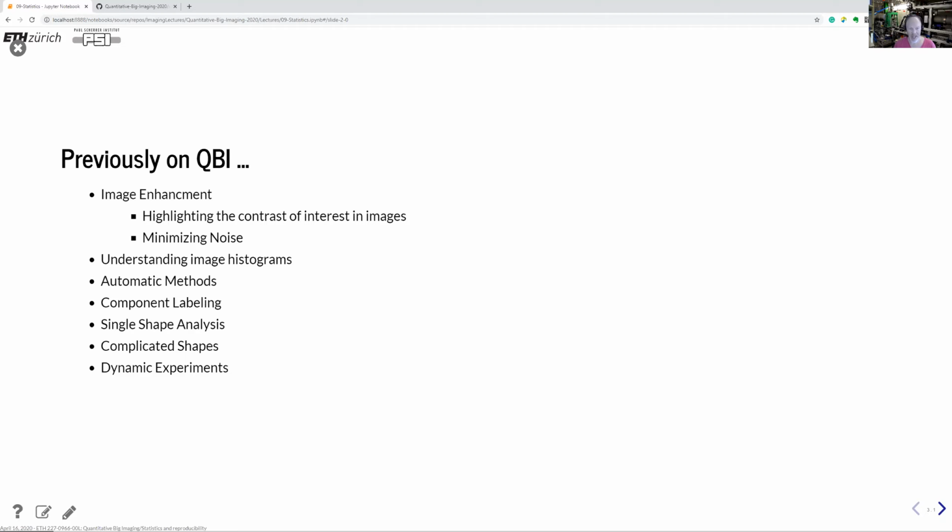So now we are going towards what we are going to do with all this information. With the component labeling and shape analysis, we actually reduce the terabytes into hopefully some gigabytes, or possibly even megabytes or kilobytes. But from that, we now have to extract some conclusions. And that is about today's lecture.